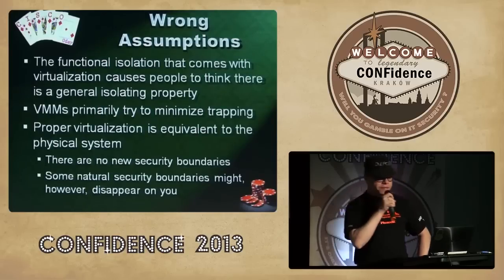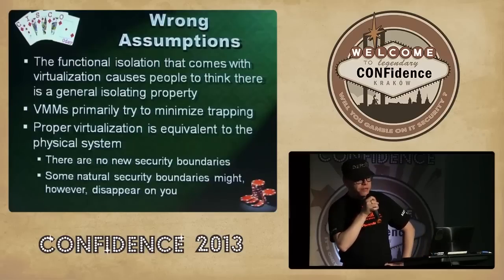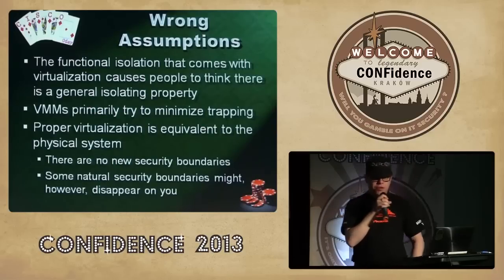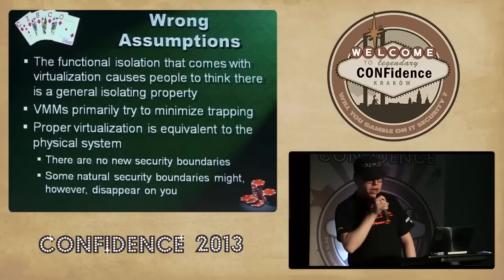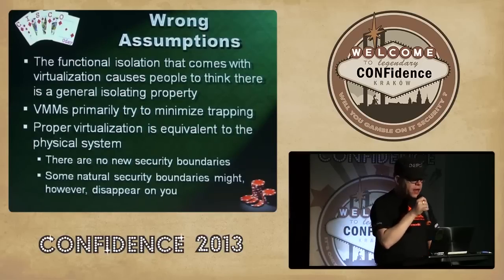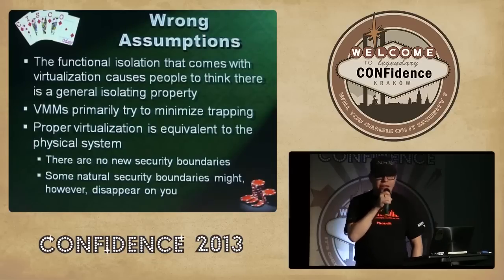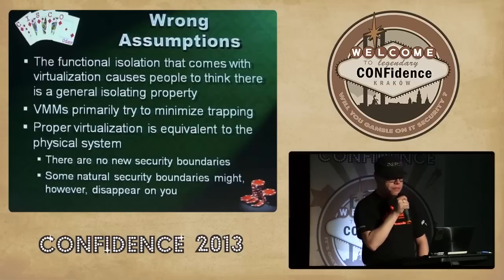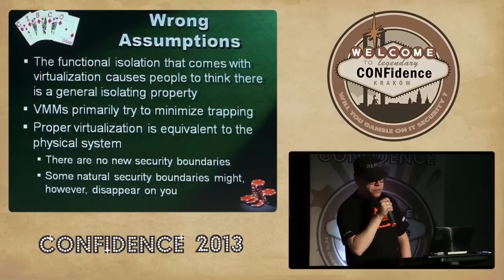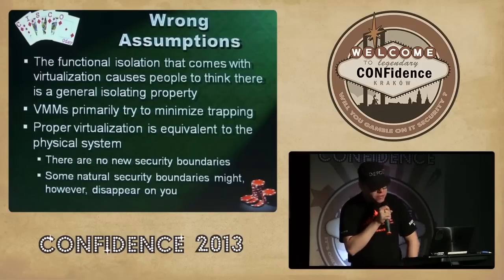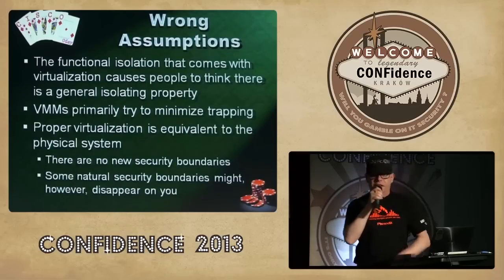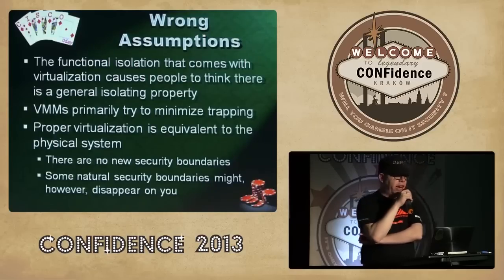Now, this doesn't have too much to do with Cisco, but I wanted to make this point because this is very commonly done wrong. The fact that you have a functional isolation when you run a virtual machine often causes people to think they also have a security isolation. This security isolation, in the best case, will be as good as your physical machine. A VMM, a virtual machine monitor, is primarily built around the concept of minimizing traps and minimizing so-called world switches, because they're very expensive in terms of performance, and everyone loves performance, right? So it doesn't give you additional security boundaries.